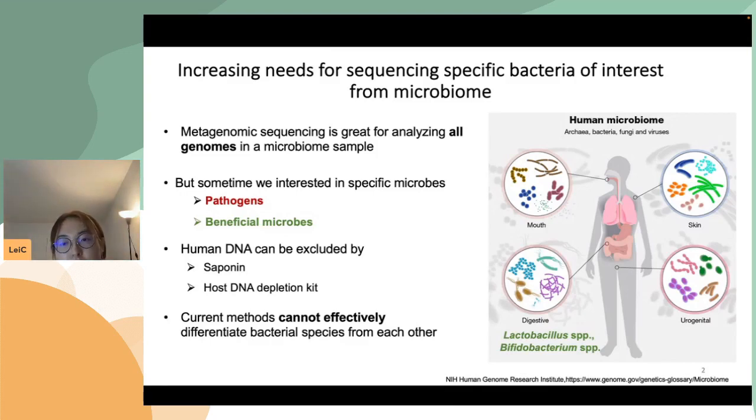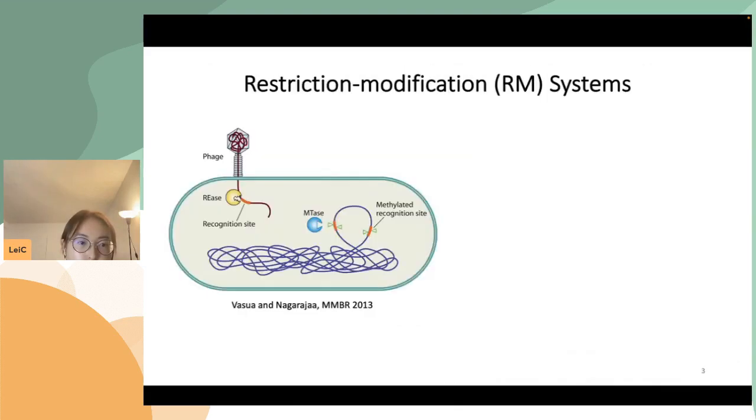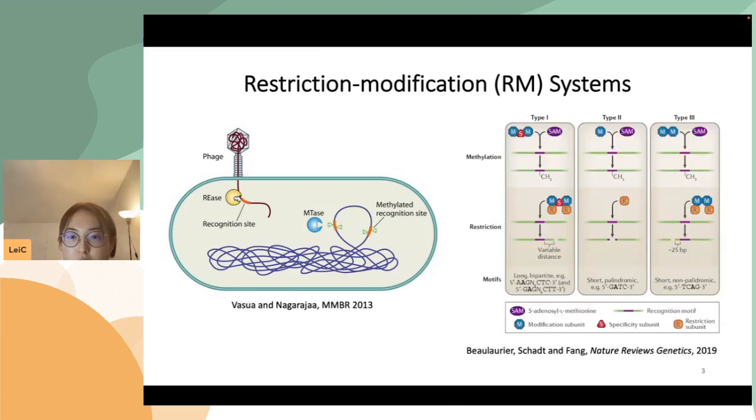So we're thinking whether we can come up with a strategy to enrich a specific microbiome, yet differentiate it from others. So we take a step back to look at the epigenetic feature of the bacteria. The DNA methylation is ubiquitous in bacteria because it is a very important part of the restriction-modification system, which helps the bacteria to defend against invading DNAs. And this RM system can be divided into 3 different types, generating a vast variety of methylation motifs.